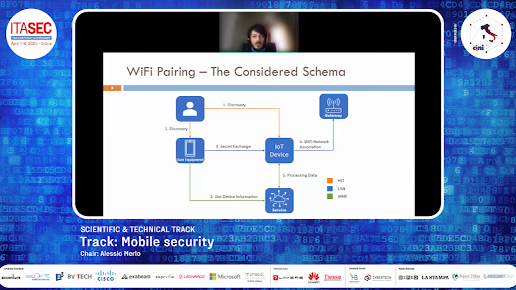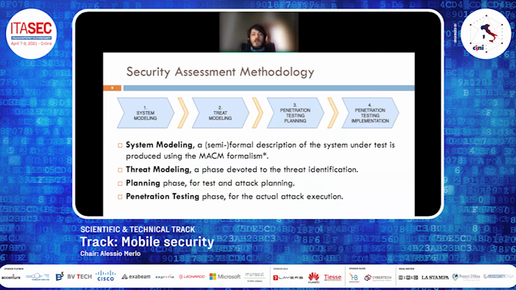authenticate the communication. The smartphone also retrieves some device information from a remote service and shares the network credentials with the IoT device, which in turn connects to a Wi-Fi network through a Wi-Fi network association. Later, the device is able to contact the remote service and register itself.